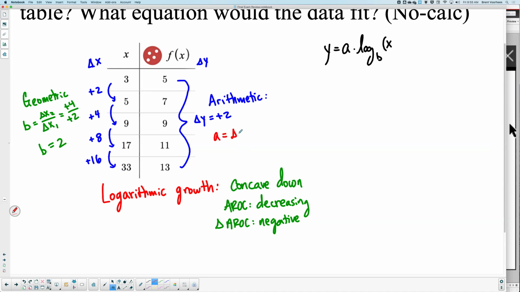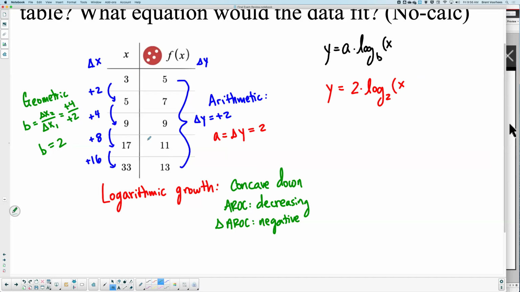Your a is going to be delta y, which in this case is 2. So we're going to say y equals 2 times the log of, what's our base? 2. And I'm going to leave it as an open-ended x. We're going to see if this mathematically works. We might have to make an adjustment here.